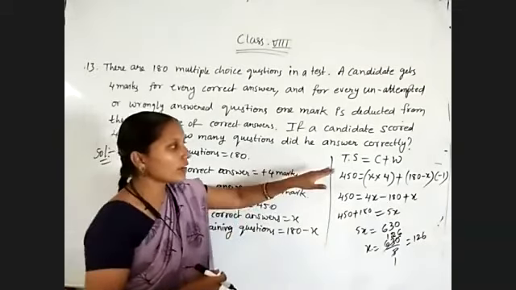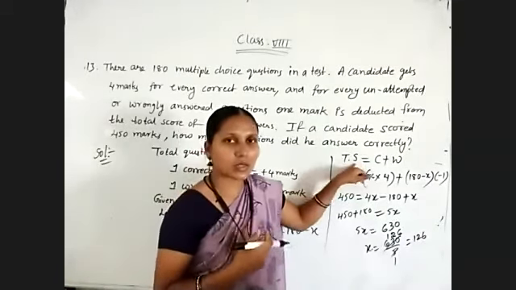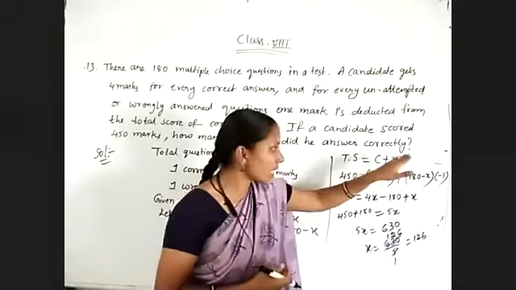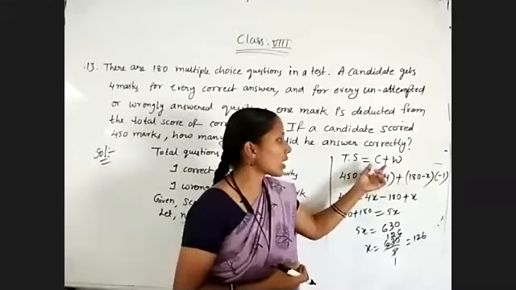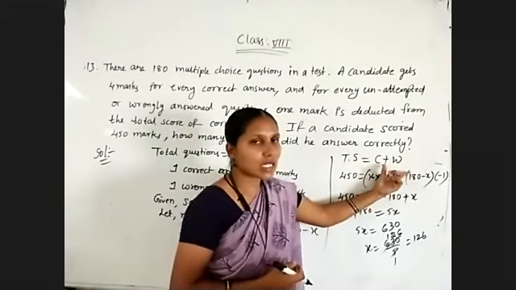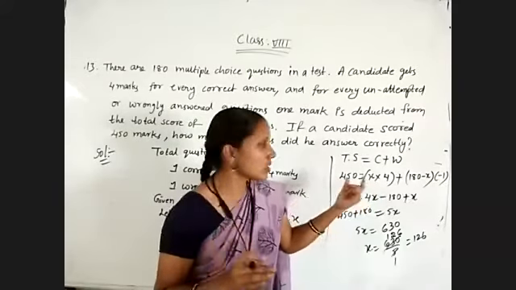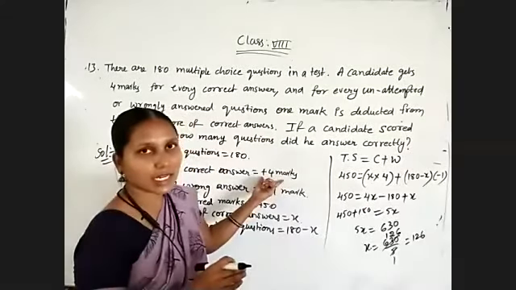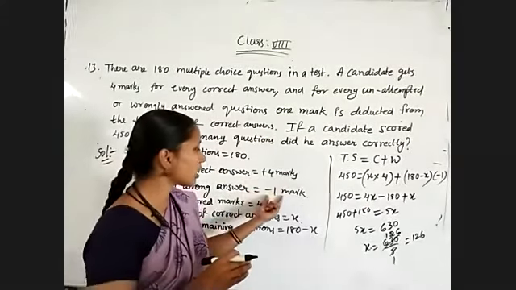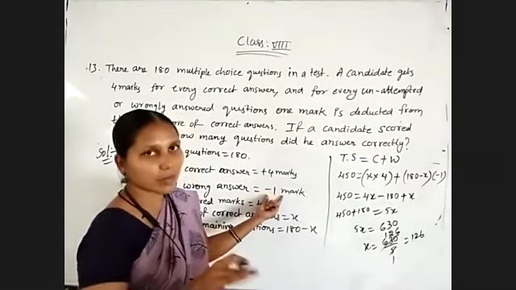Now, whatever score I get, I get through correct answers as well as through wrong answers. So correct plus wrong answers gives the total score. If I get 2 correct answers, then I get 2 4s are 8 marks. For 2 wrong answers, 2 into minus 1, that is minus 2 marks will be deducted.